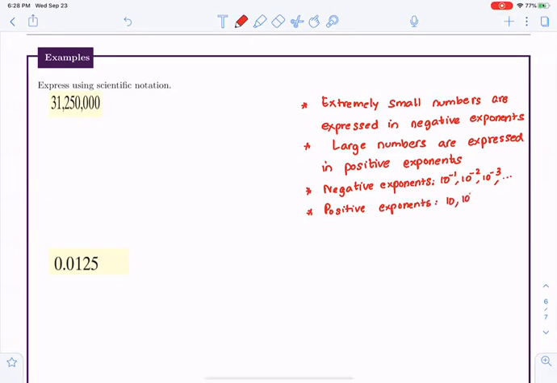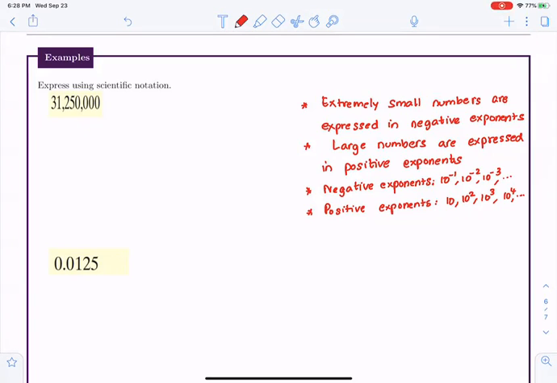10, 10 squared, 10 cubed, 10 raised 4, and so forth. And the base in this case is 10. All numbers that we talk about in math are base 10, which is why the exponents that I wrote all have 10 as the base.